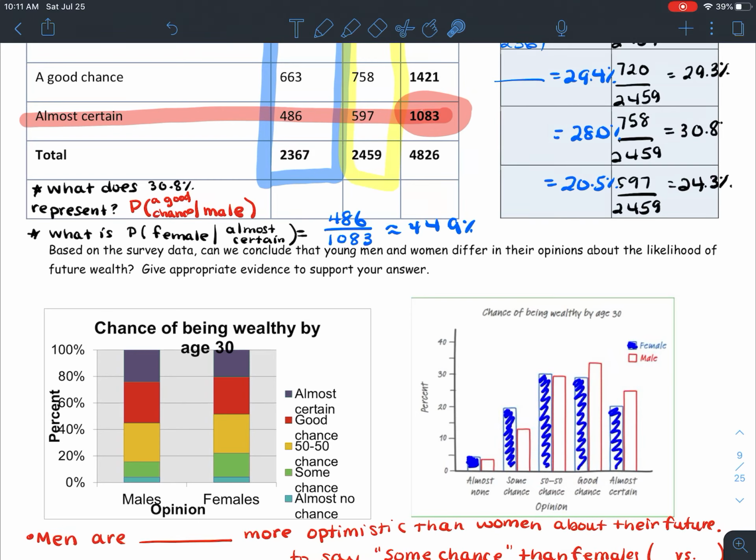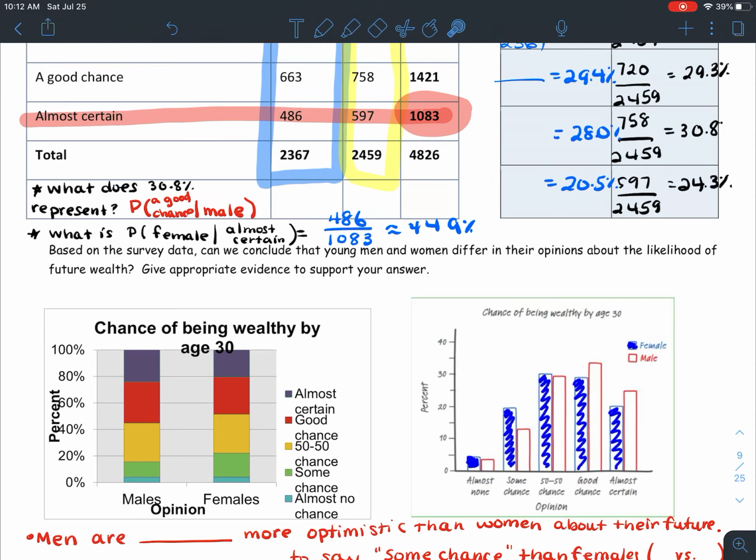So knowing that someone is a male doesn't really tell you how they would respond. If you're seeing some differences, though, that means there is an association between gender and response. Like if I told you, I'm not going to tell you the gender, but this person answered some chance, you would be more inclined to say that person was probably a female than a male, because females tend to answer some chance more frequently than males do.